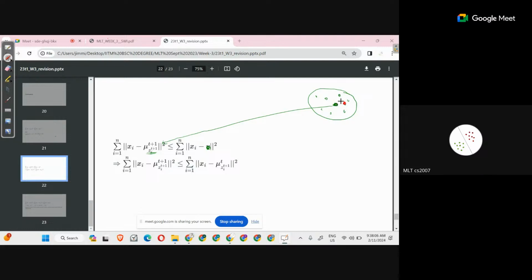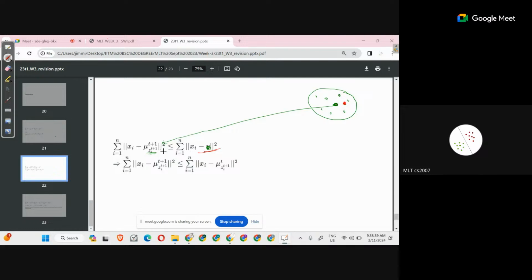I hope this is clear. This is what we said in the last slide, and we are reiterating the same thing: the mean is the point from where the average of the distance of all points is minimum. If we are not taking that centroid, the average of the distance will be more. This is what we have written here.